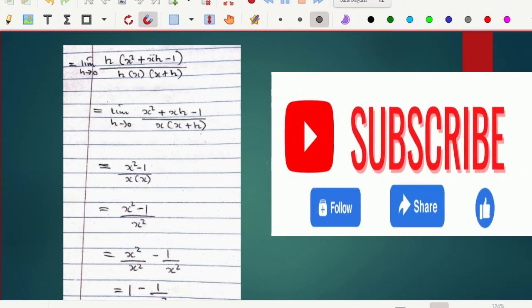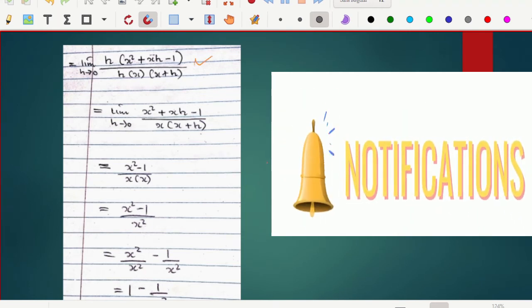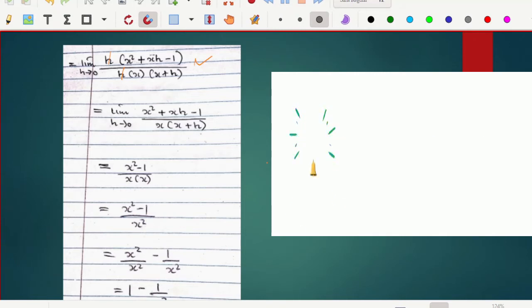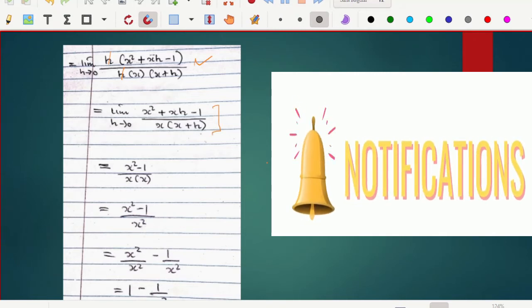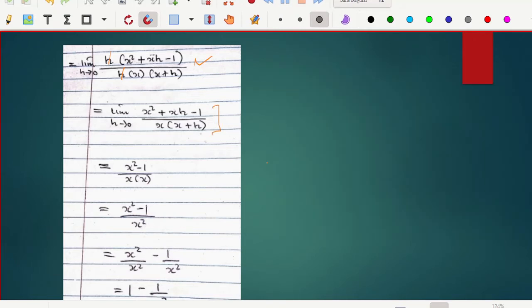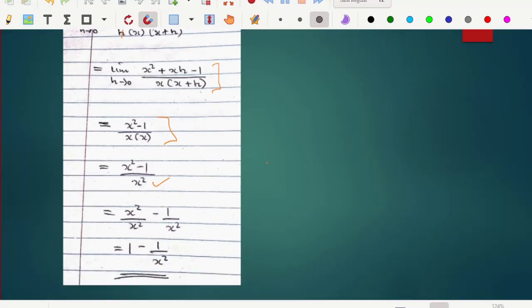Upon doing so, H, you will notice that it will be common everywhere, so you can divide throughout by H, or you factorize like I have done it here, so that this can cancel out with that, then your expression will remain like this. At this stage now, the limit of H as it approaches 0, where this H everywhere is replaced with what? 0. Then you have this expression there.